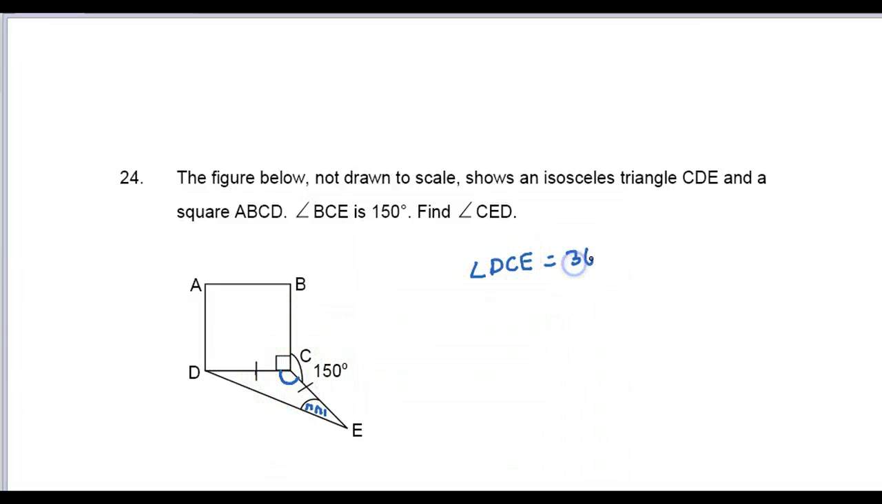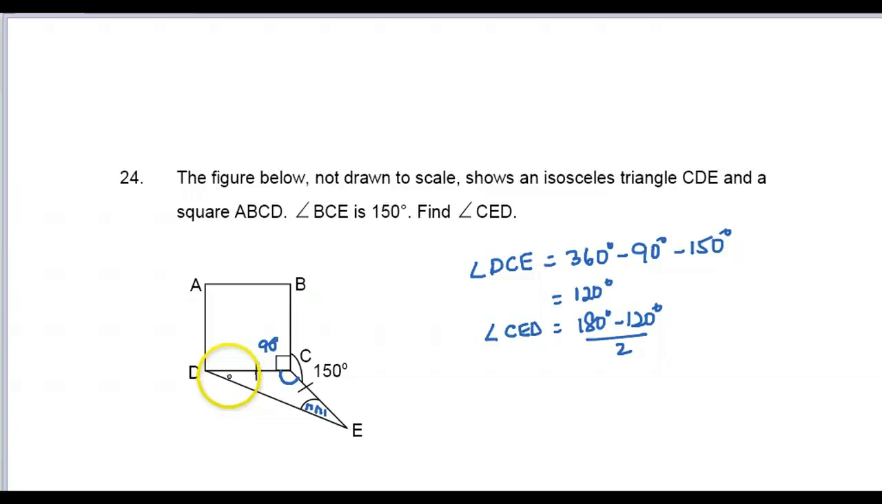So I must take 360 minus my 90 degrees, which is my right angle, minus my 150 degrees, and I will get 120 degrees. So I know this is 120. So my angle CED would be 180 degrees minus 120 degrees, divided by 2 because it's an isosceles triangle. So 60 degrees divided by 2, the answer would be 30 degrees.